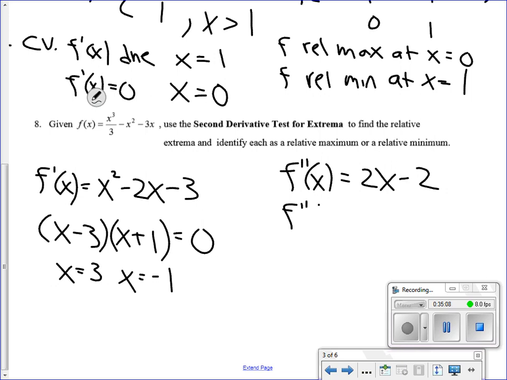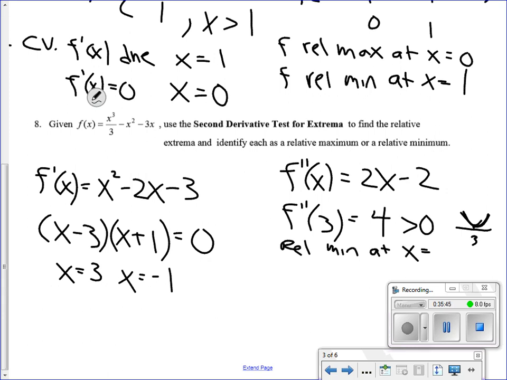And we're going to plug in the 3 into our second derivative. 2 times 3 would be 6, minus 2 is 4, right? That's positive. When you get a positive value for the second derivative, that means your function is concave up. So we already knew we had a horizontal tangent at 3, whatever the graph looks like. But now we know it's also concave up. So that must mean we have a relative min at x equals 3.